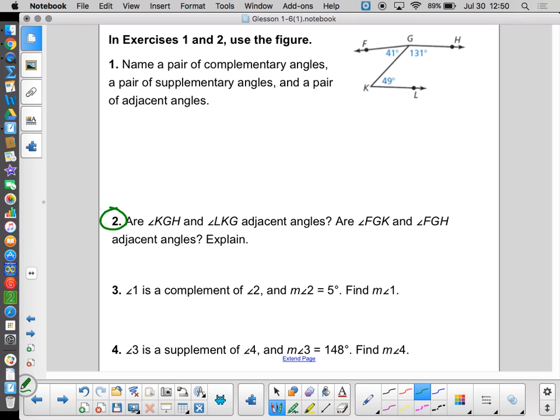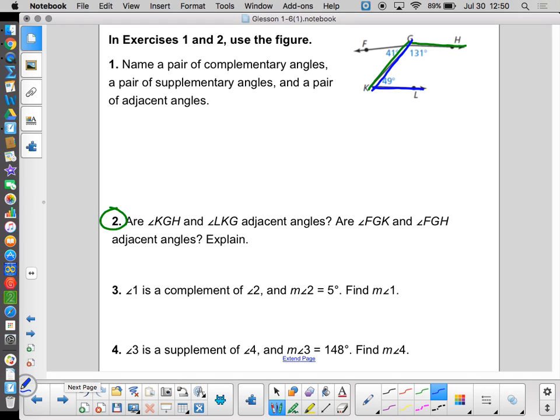It asks, are angle KGH and angle LKG adjacent angles? And sometimes we can tell just by looking, sometimes we can't, but the easiest thing to do is to sketch them. And again, we're referring to the picture here. So angle KGH, that's that angle, and LKG, that's that angle.